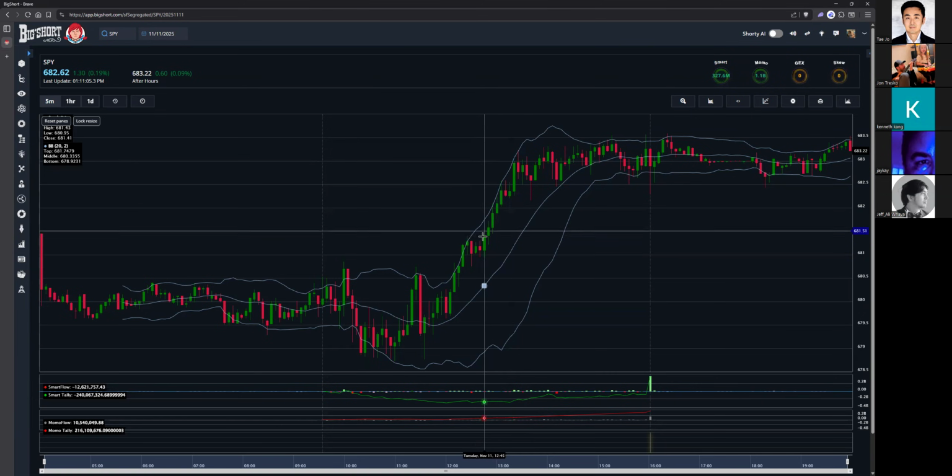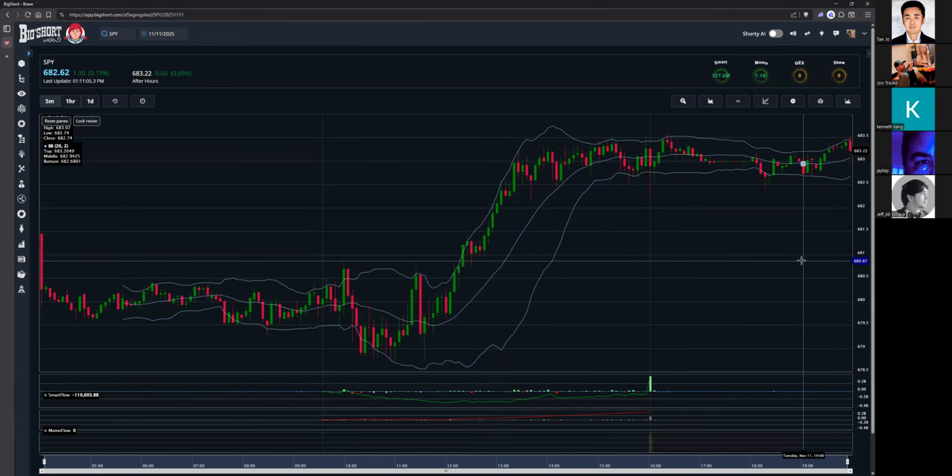Miss this breakout, and then when it goes here, buy the dip for a high probability trade. This is an extremely low probability trade. You do not want this. You want this small little guy right here.